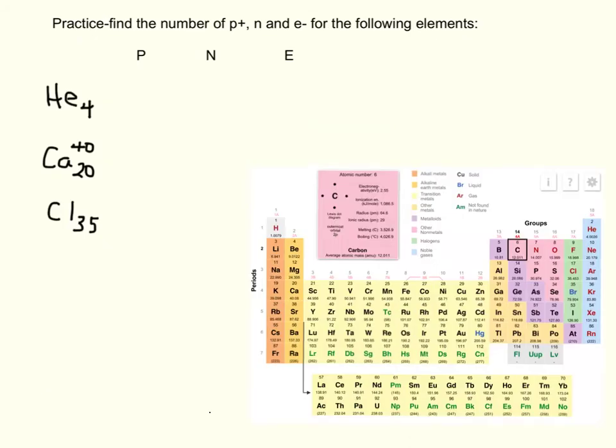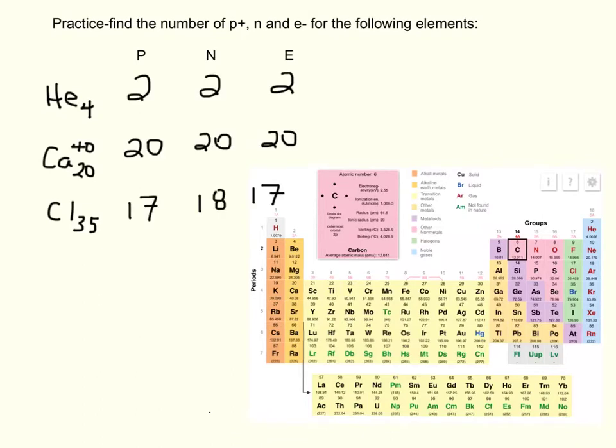Okay, here's some practice for you. I would like you to find the protons, neutrons, and electrons for helium, calcium, and chlorine. So stop the video and do that now. Okay, hopefully you took a minute and did this in your notes. And I am going to be looking for this practice that you actually did this.